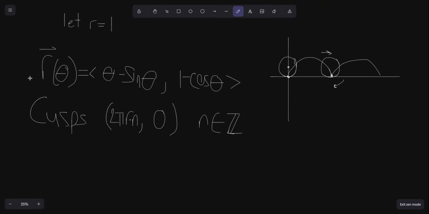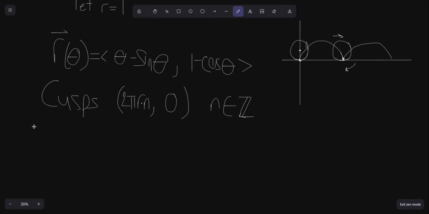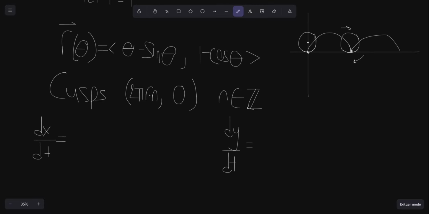So let's think about the rate of changes of this. I want to find dx over dt, or x prime of t, so I differentiate this, and I also want to find dy over dt. So let's model how this cycloid is moving over time at those specific cusps. dx over dt is just going to be equal to 1 minus cosine of theta, and dy over dt is just going to be equal to sine of theta.